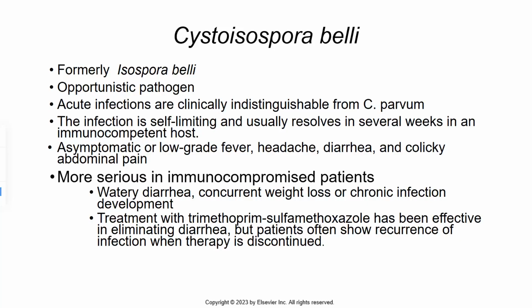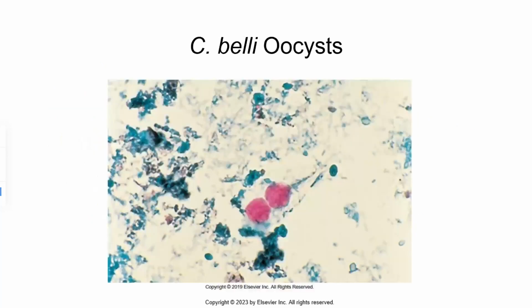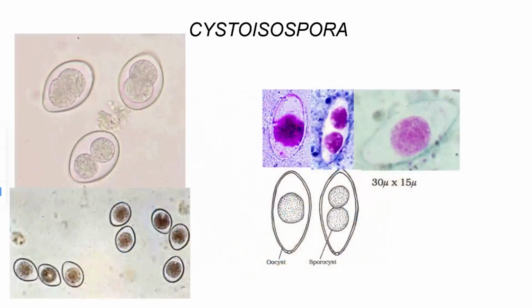More serious in immunocompromised patients: watery diarrhea, concurrent weight loss, or chronic infection. Treatment, a couple different drugs are available. This is what that looks like. And here's a few more pictures of it.